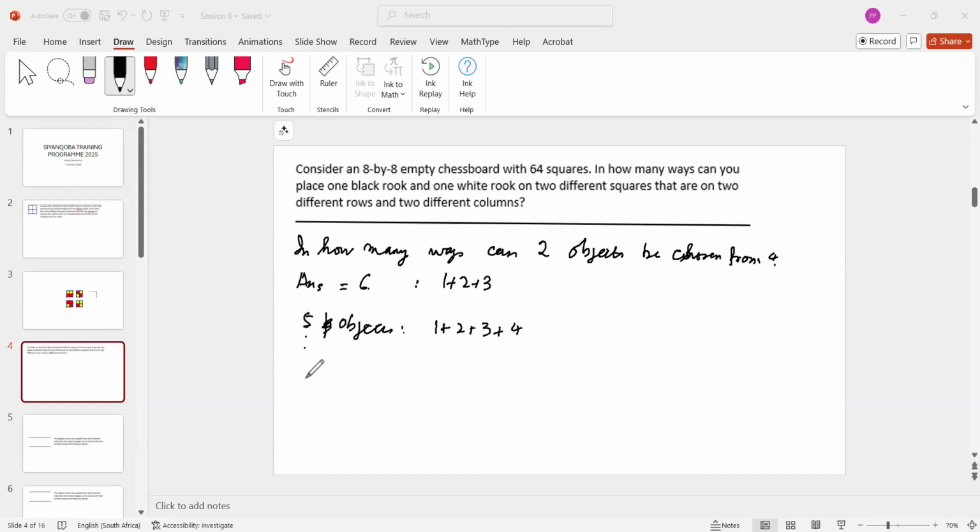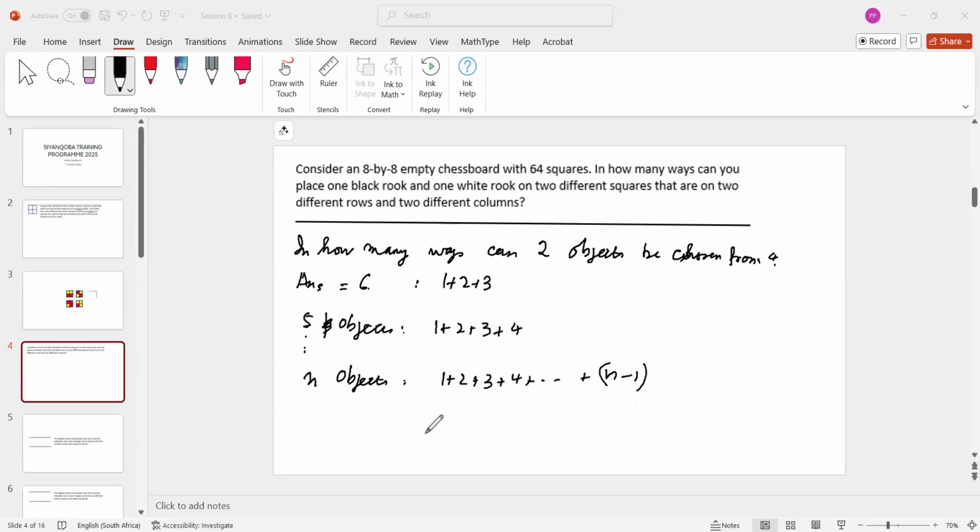So in general, if you had n objects, then it will be 1 plus 2 plus 3 plus 4, all the way up to n minus 1. Because with 5, it landed up with 4. You have to count 4 numbers. So in n objects, you count to n minus 1.